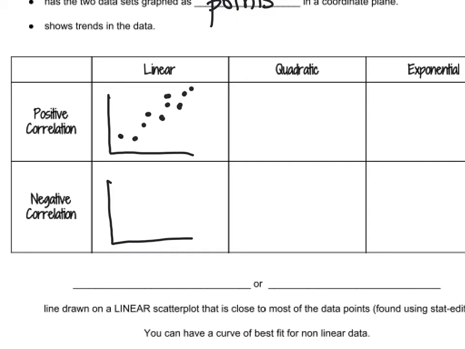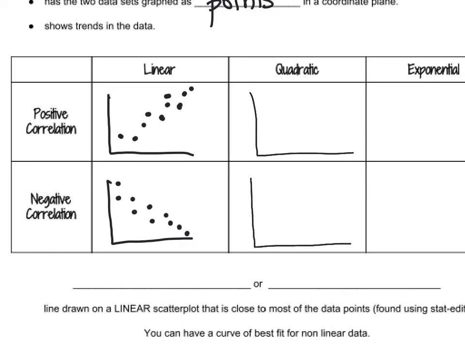It may not be perfectly straight, but it's going in a linear looking graph if you were to describe the direction it's going. A negative correlation is going to have the same concept, except it's going to be going down. You can also have quadratic and exponential correlations, and those are the ones that we're going to be focusing on today, because those are going to be fairly new to you, because we for sure haven't talked about them, and you might have been introduced to them in Algebra 1.